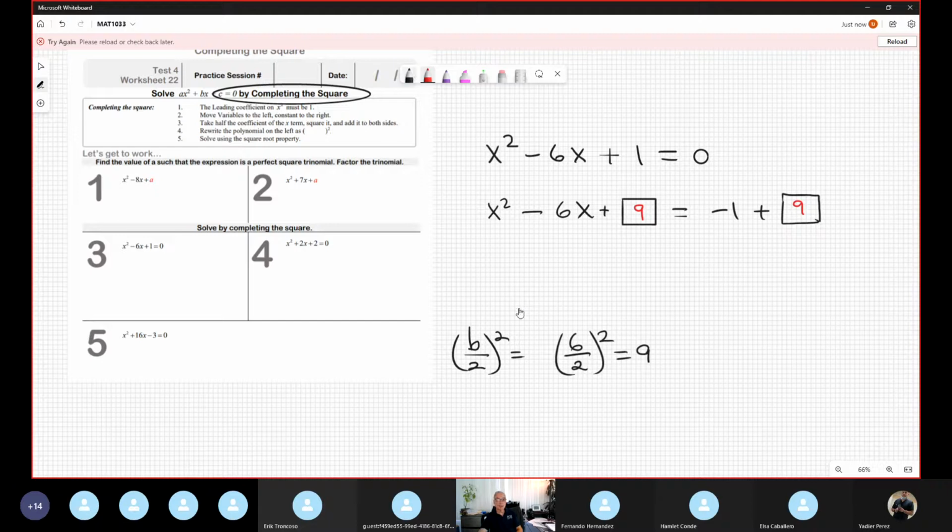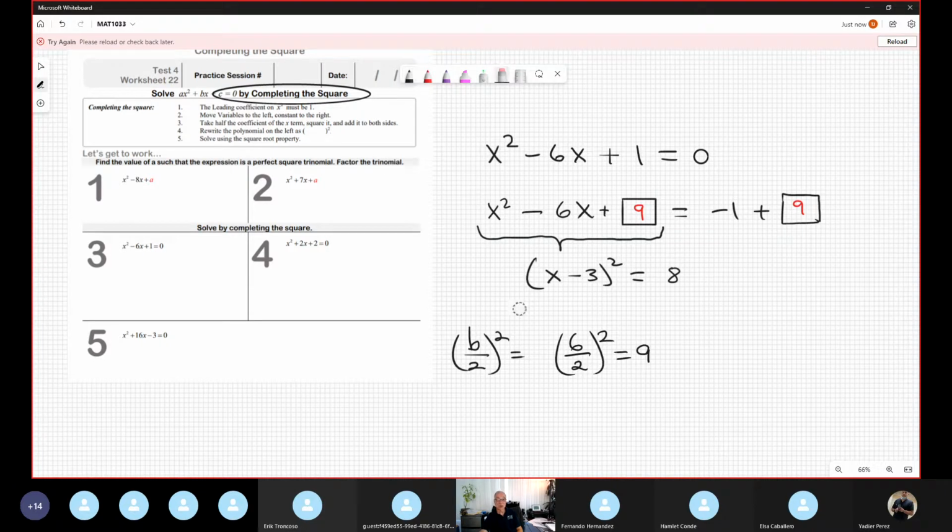Cool. Now I know it can magically happen. Okay, this is a perfect square trinomial and the factorization is x minus 3. Where do these 3 come from? The square root of 9 is 3 and the square root of x squared is x. On the right hand side, we have 8. It's 9 minus 1. Cool?